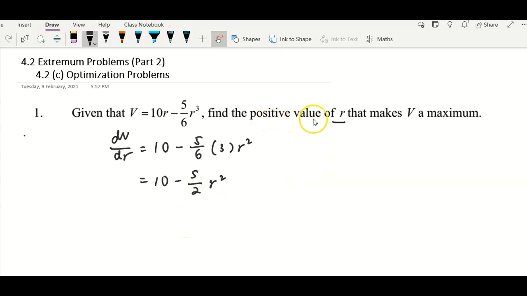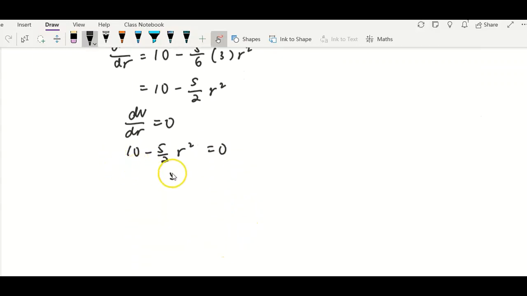To find the positive value of R that makes V maximum, I treat this as a curve and we want to get a maximum point. We will find dV/dR and then let dV/dR equal 0, then solve for the value of R. After that, I'm going to check whether the value we have makes V maximum or minimum. I have R equals positive or negative 2.